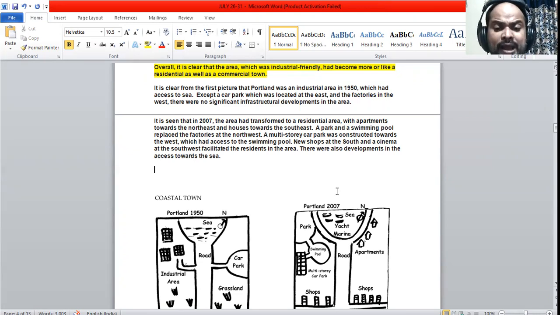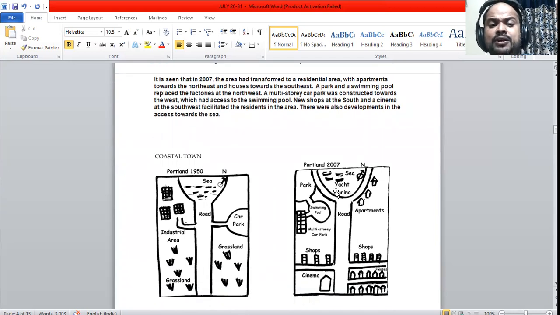But when we go ahead to 2007, it is seen that the area has transformed into a residential area with apartments towards the northeast and houses towards the southeast. So houses towards the southwest, you can see. Apartments towards the northeast, you can see. So we can say it has transformed into a residential area.